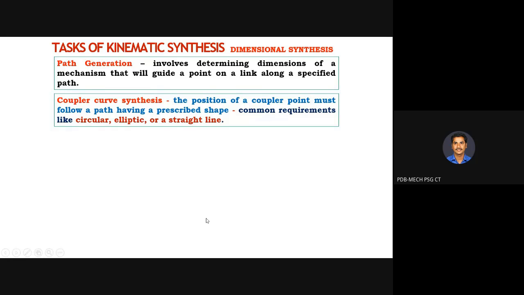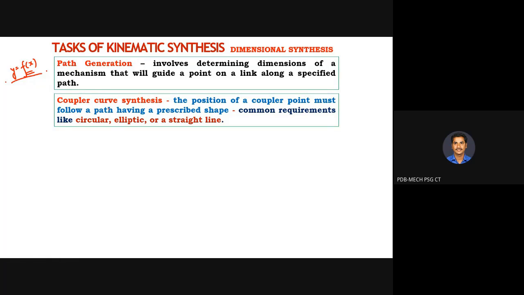So the next synthesis is path generation. I have told you what function generation is. Next it is called path generation. Path generation involves determining the dimensions of a mechanism that will guide a point on a link along a specific path. Before this, for a given input, the output was related by a function, y equal to f of x. But here, what path a point on my coupler is going to trace is very important for my application. So if we concentrate on that, that is my path generation.